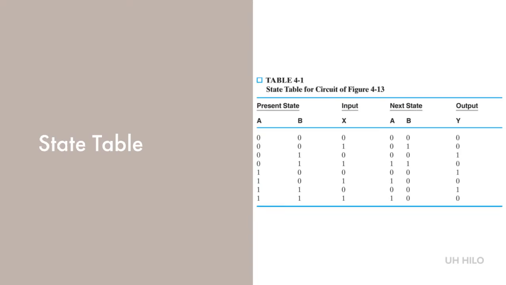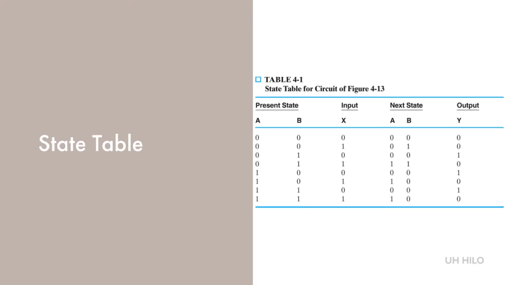The derivation of a state table consists of first listing all possible binary combinations of present state and inputs. The next state values are then determined from the logic diagram or from the flip-flop input equations. The state table for any sequential circuit with D flip-flops is obtained in this way. In general, a sequential circuit with M flip-flops and N inputs needs 2 to the M plus N rows in the state table. The next state section has M columns, one for each flip-flop.